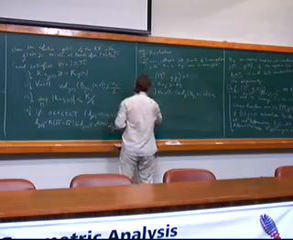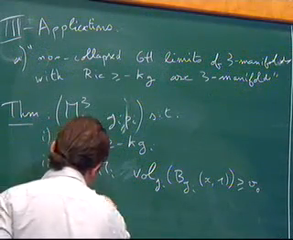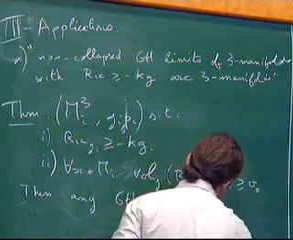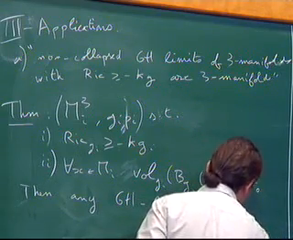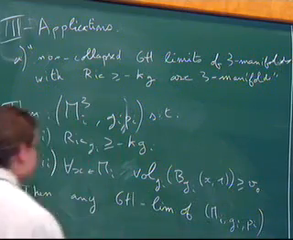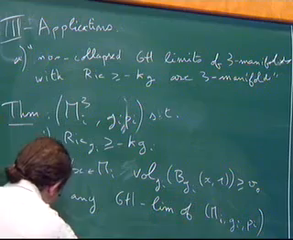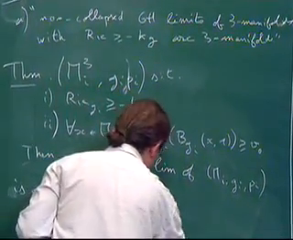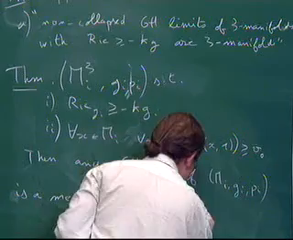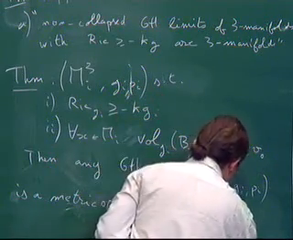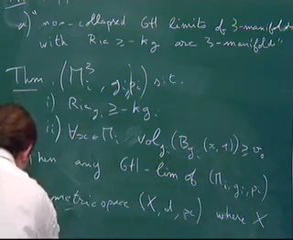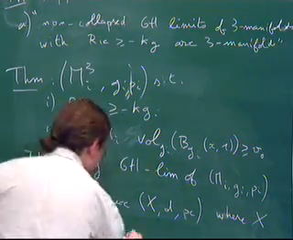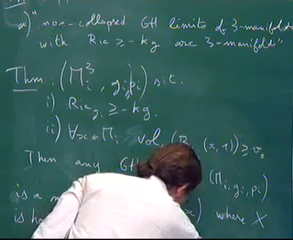Fix a point. Then any GH limit of the sequence (M_i, g_i, p_i) is a metric space (X, d, x), where X is homeomorphic to a three manifold.